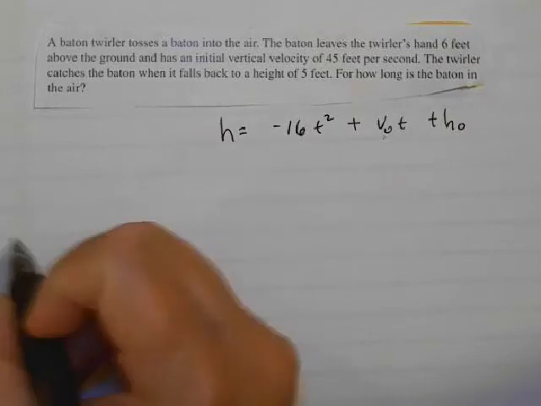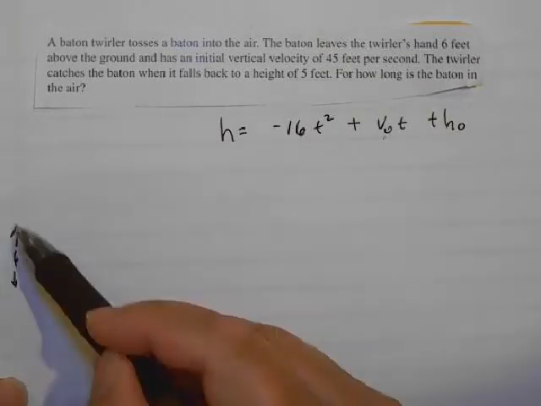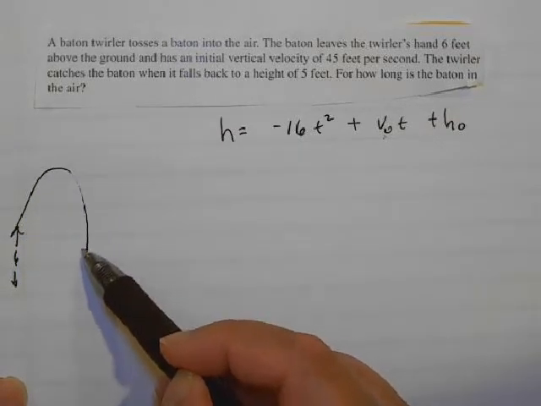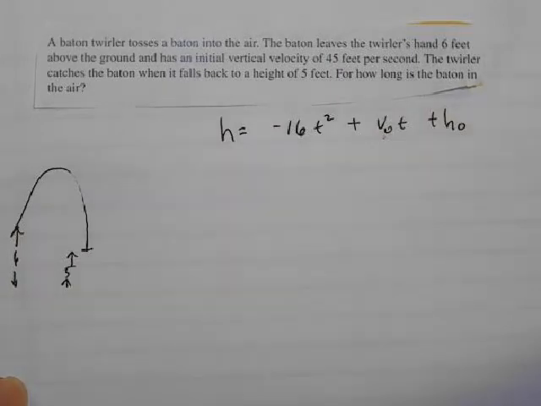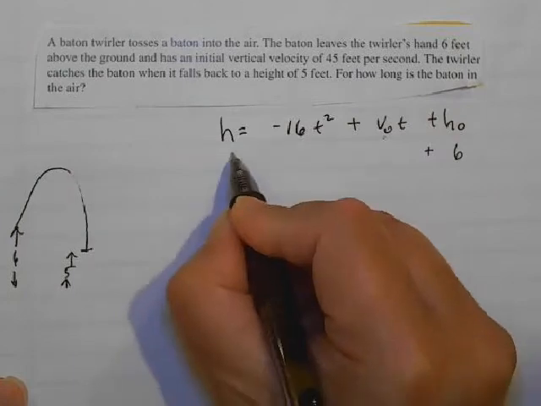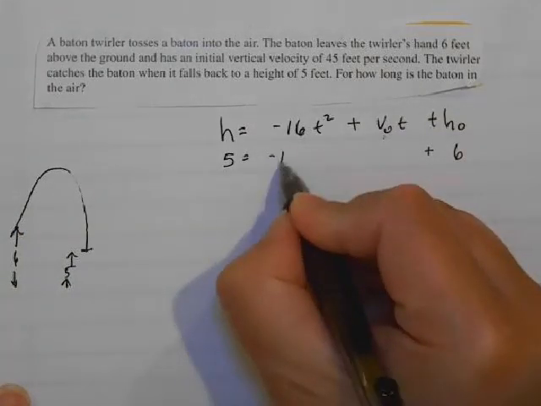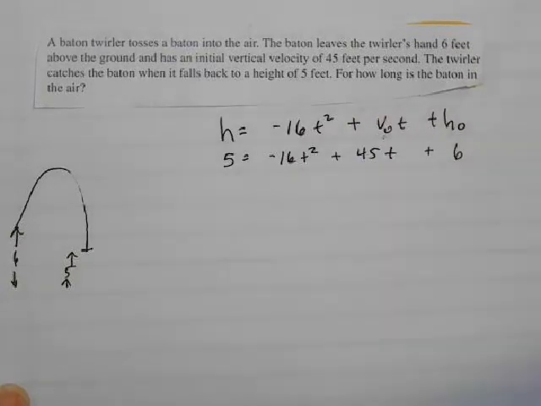So what we're talking about is a baton is leaving somebody's hand 6 feet in the air. It's thrown up and then lands at a place that's 5 feet up in the air. So the initial height of this baton is going to be 6, and the ending height of the baton is going to be 5. The velocity, it says in the problem, is 45. So we're going to use negative 16t squared plus 45t plus 6.